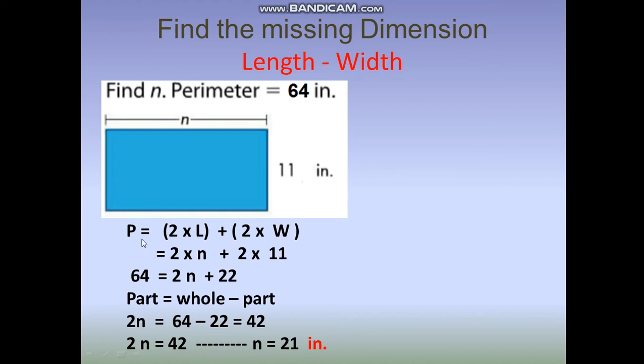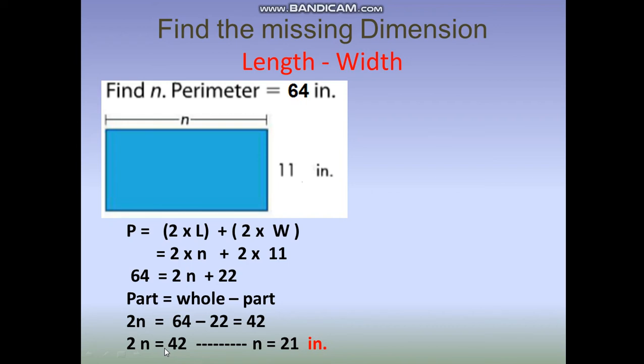I still have to substitute the perimeter. He gave me perimeter 64, put it here, equals 2n, which is the variable I don't know, plus 2 multiplied by 11 equals 22. We learned the fact that if I have a missing part, I should subtract the whole minus the given part. What is the whole here? It's 64. Minus the given part, which is 22, the answer will be 42. So the last conclusion, 2n equals 42.